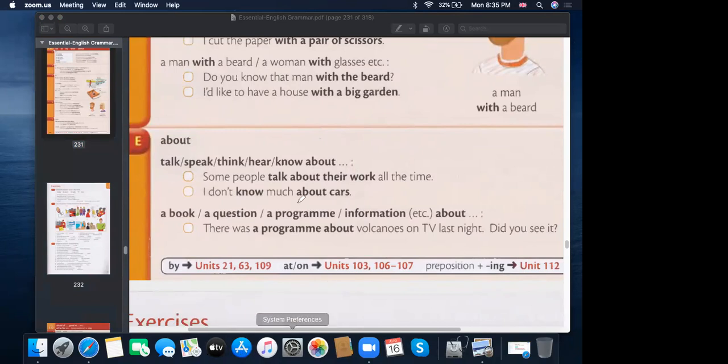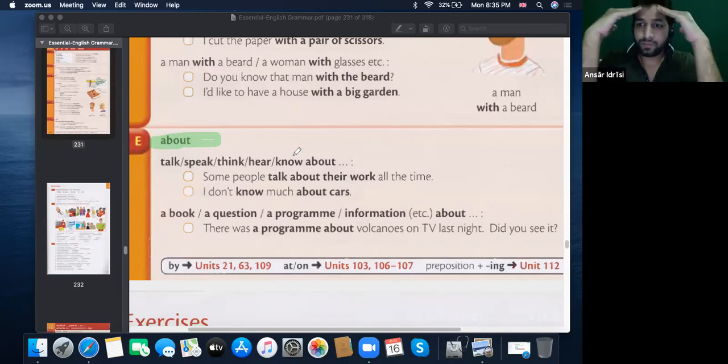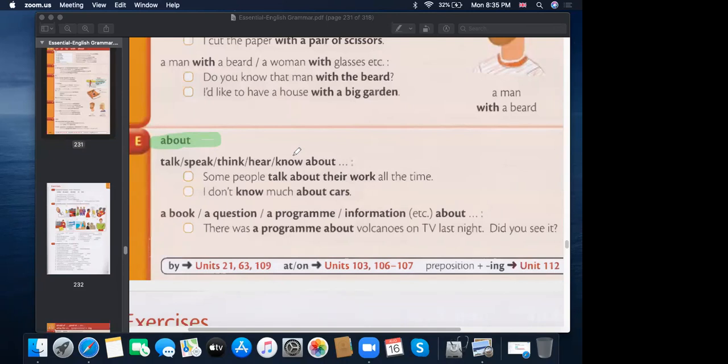I eat dinner with my family. I can speak English well with practice. Correct. I can't drink milk without sugar. Correct. You can't go anywhere without my permission. Correct. Without practice, we can't speak English. Yes.